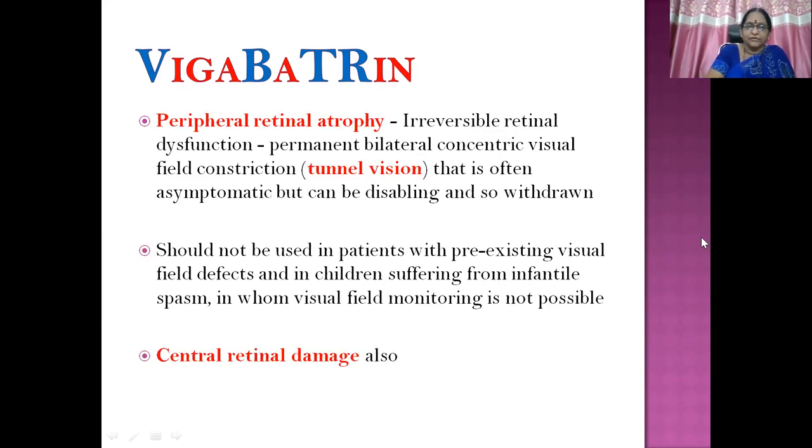Then peripheral retinal atrophy, irreversible retinal dysfunction leading to permanent bilateral concentric visual field constriction. Otherwise, it can give rise to a kind of tubular vision to the patient. That is often asymptomatic but can be disabling, because of which it is not that routinely used molecule. It should not be used in patients with pre-existing visual field defects because of this complaint, and also in children suffering from infantile spasm in whom visual field monitoring is not possible. It's very small children and we cannot monitor that particular side effect, so it is contraindicated in infants also. And apart from the peripheral retinal atrophy, it also produces central retinal damage.